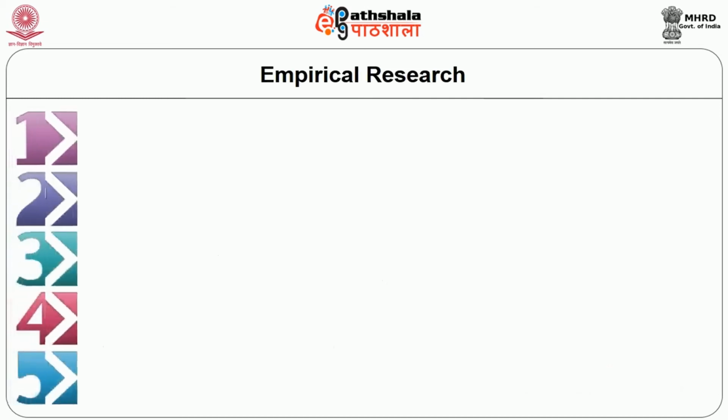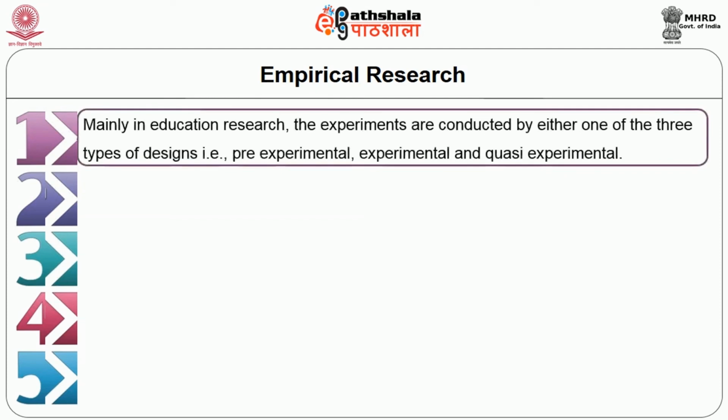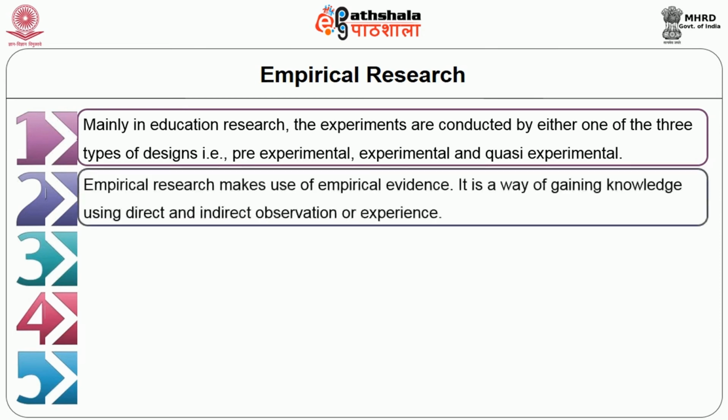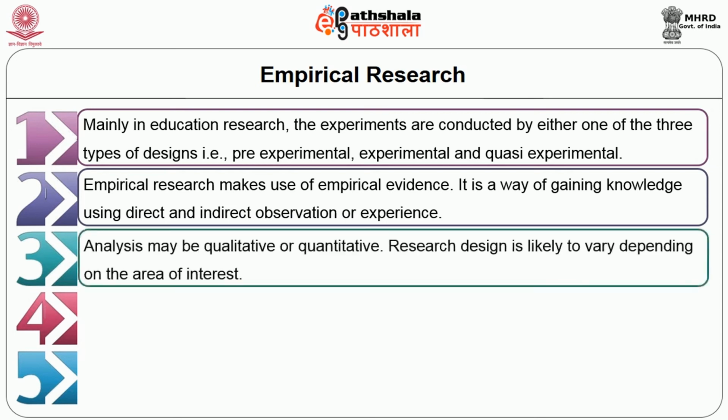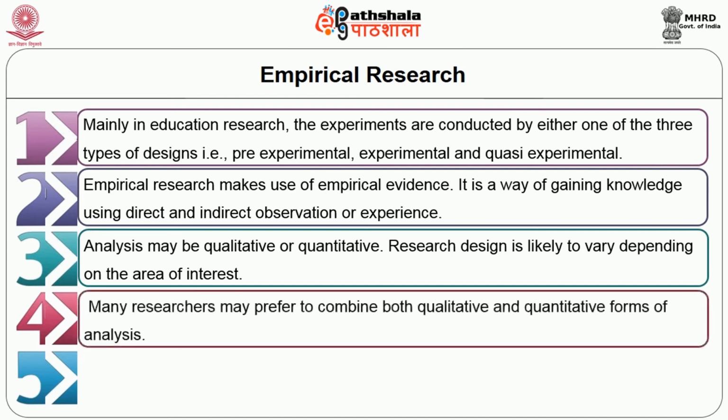In empirical experiments, mainly in education research, the experiments are conducted by one of three types of designs: pre-experimental, experimental, and quasi-experimental. Empirical research makes use of empirical evidence. It is a way of gaining knowledge using direct and indirect observation or experience. Analysis may be qualitative or quantitative. Research design is likely to vary depending on the area of interest. Many researchers may prefer to combine both qualitative and quantitative forms of analysis.